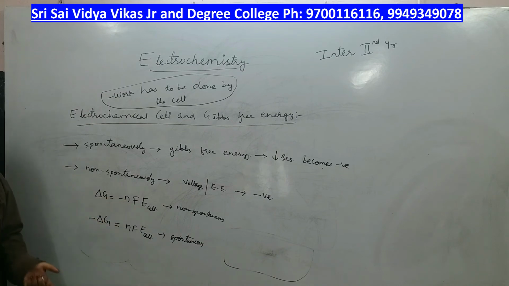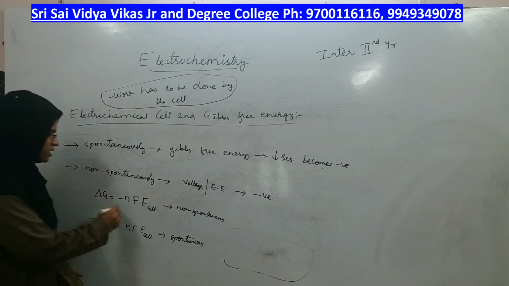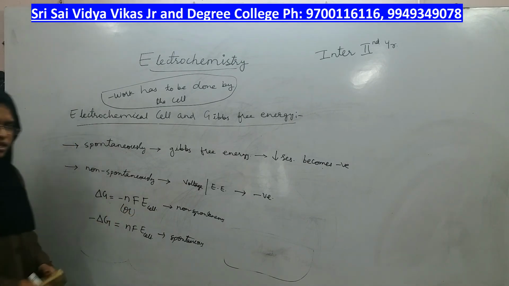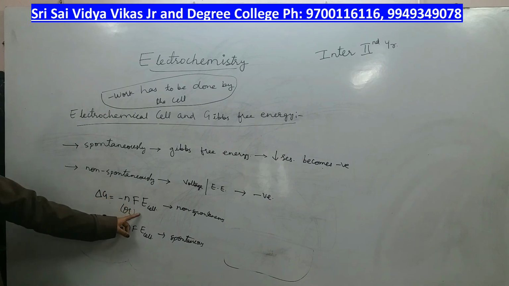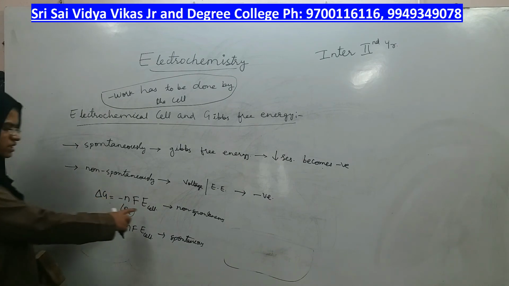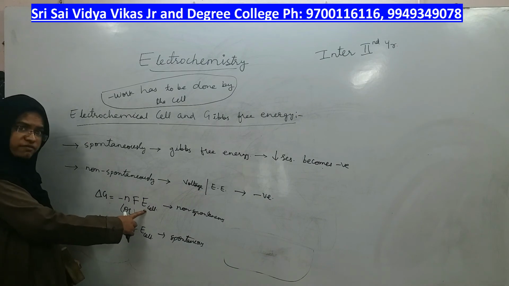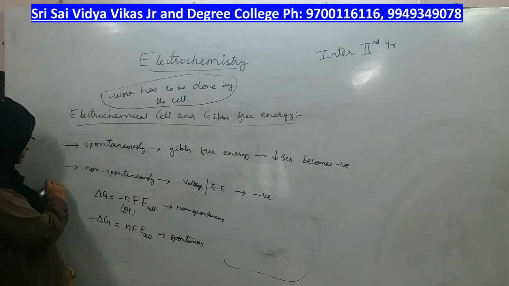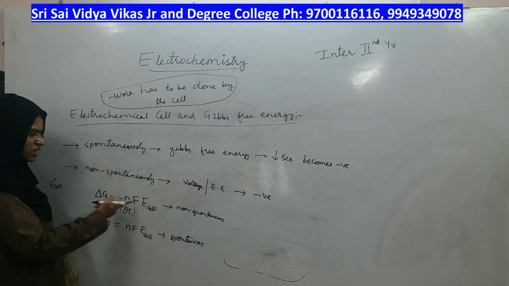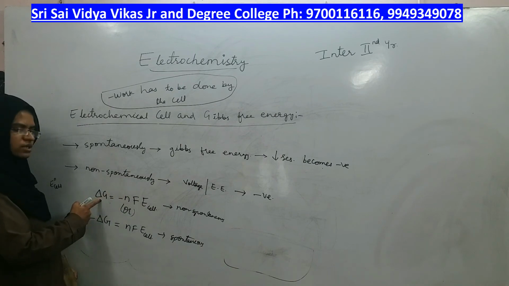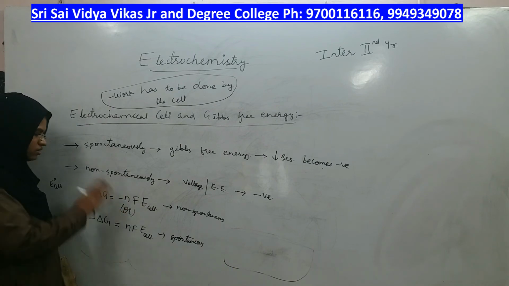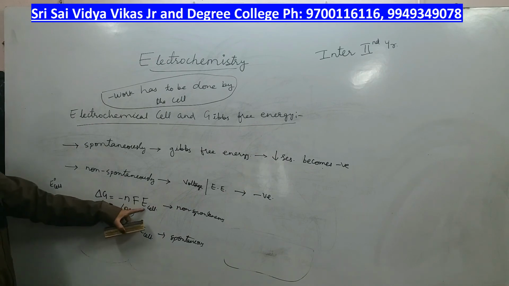Both of them have to be opposite. Outside what you are giving is negative, inside what is already there is positive. If that reduces, it becomes negative and this becomes positive. This is the relation between Gibbs free energy and cell potential, right? So in the question they may simply give you the cell potential value, or they may not give the cell potential value, they may give you the standard cell potential value. From that calculate the cell potential, substitute in this formula and calculate Gibbs free energy. It is very simple.